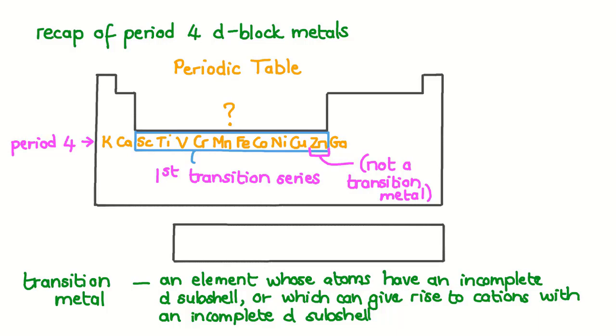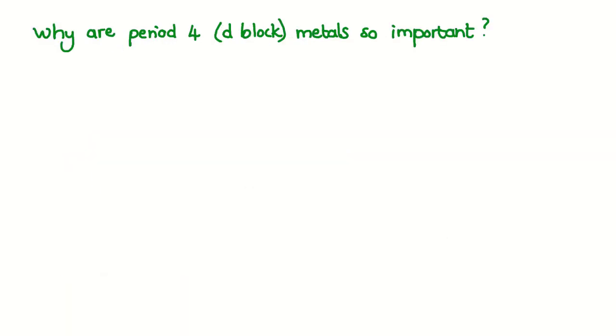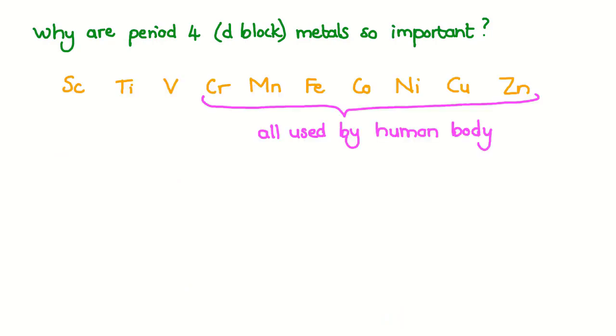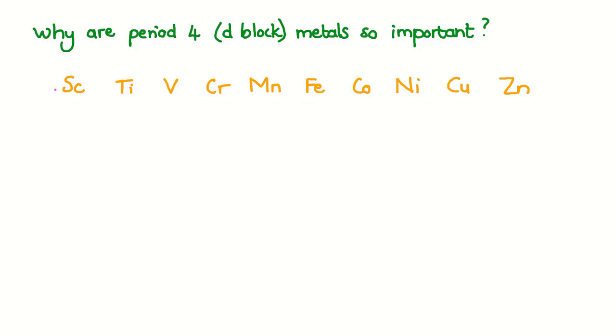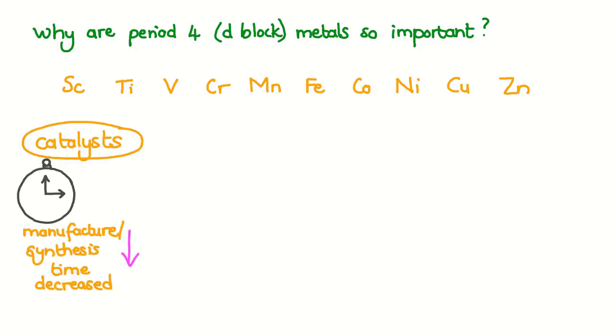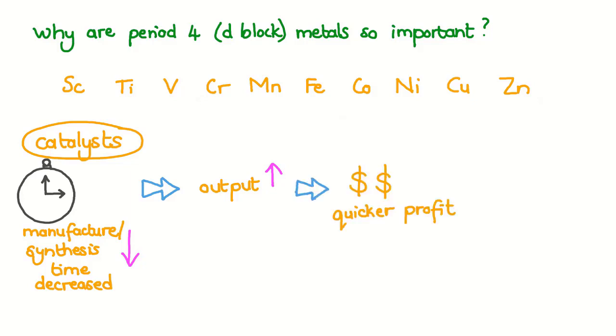Now, why are we studying these metals? Why are they so important? Did you know that most of these metals are used by the human body? But why are they so important to industry? Well, they are all money makers. These metals are so useful in specific applications that they generate a lot of money. For example, those used as catalysts significantly speed up the rate at which chemical substances can be produced. So a manufacturer will make more product in a shorter amount of time. In turn, profit is made quicker.